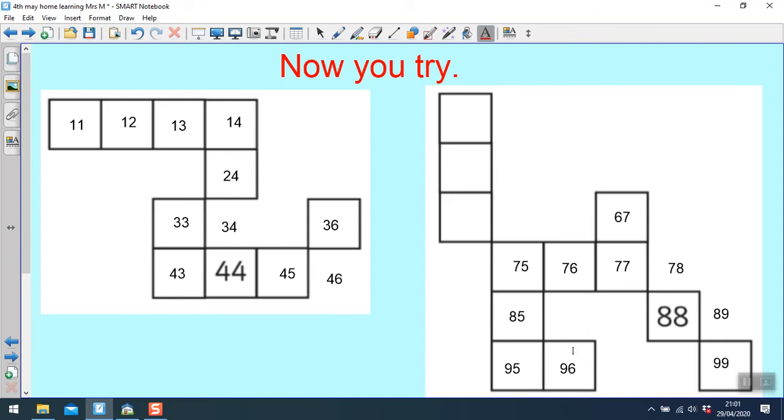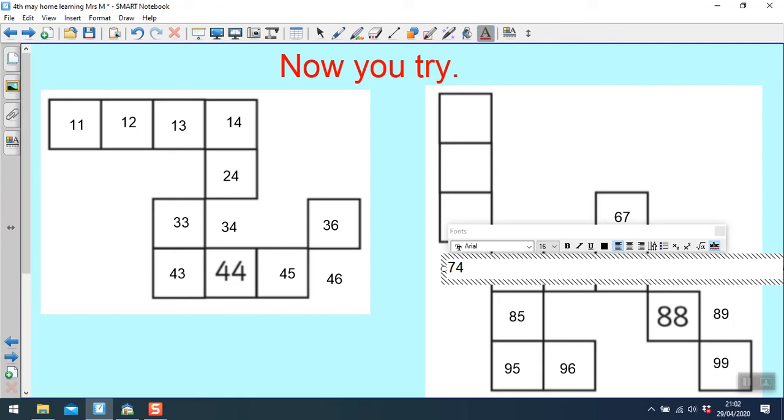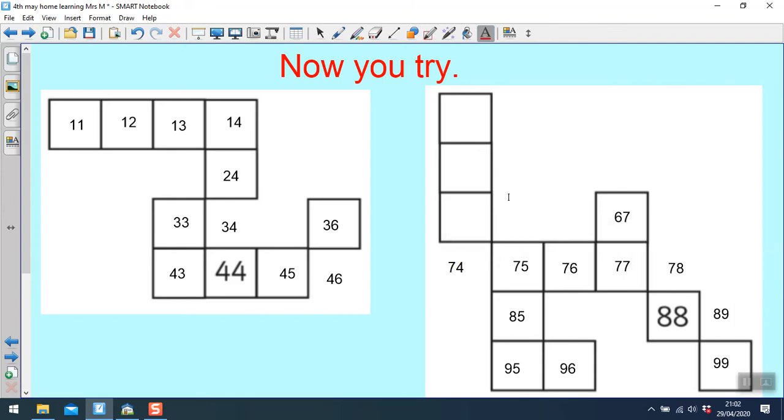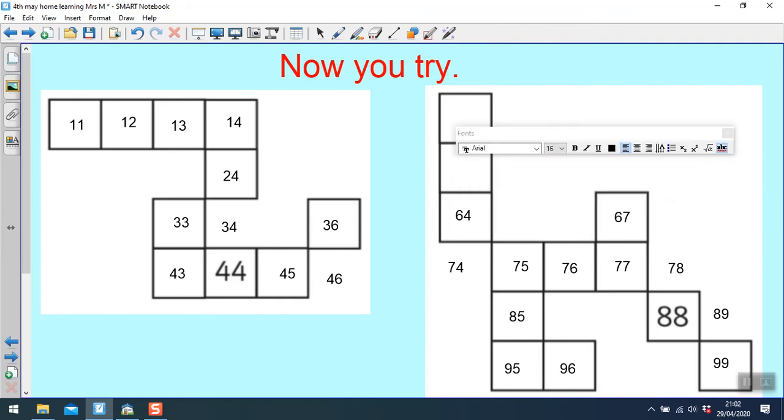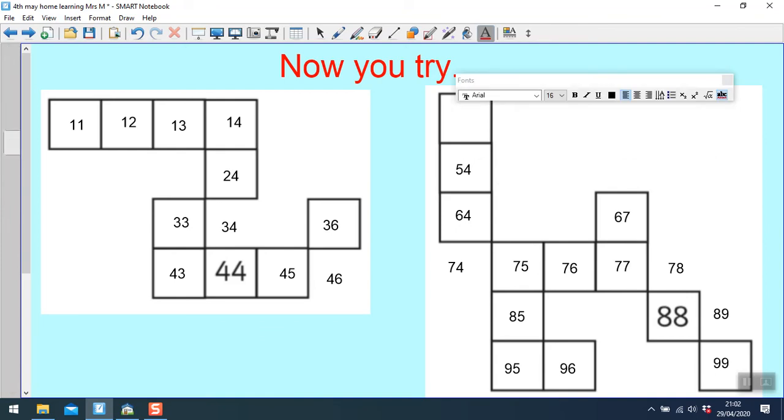76, 86, 96. Okay, so to get this one, I've got to work out this one or this one. 1 before 75 is 74. And then it's subtract 10, subtract 10, subtract 10. So 10 less than 74 is 64. Subtract 10 is 54. Subtract 10 is 44.